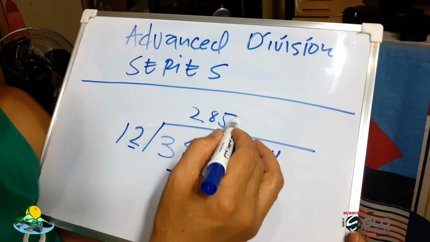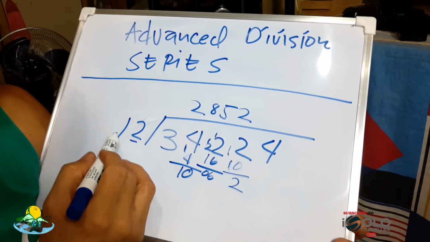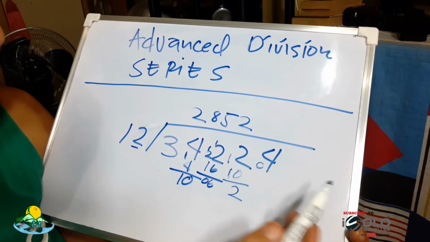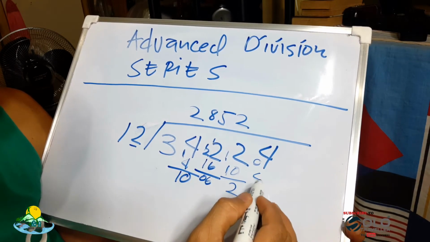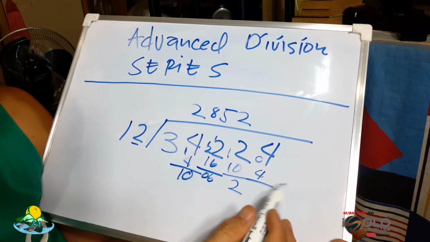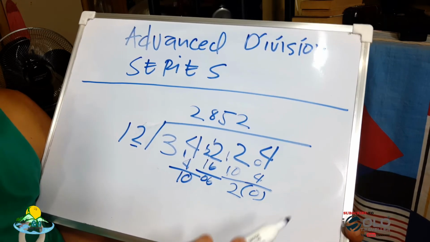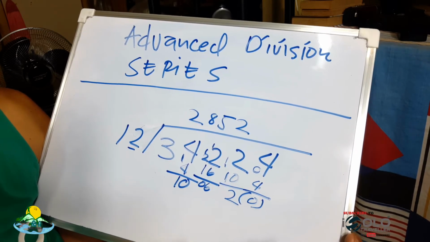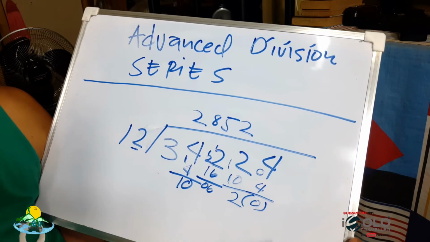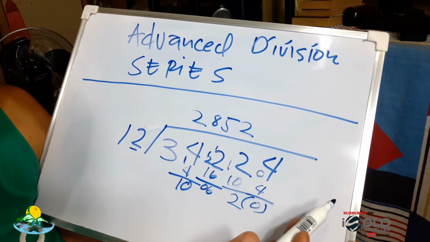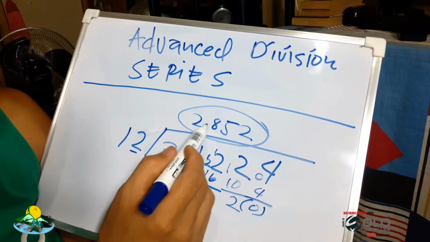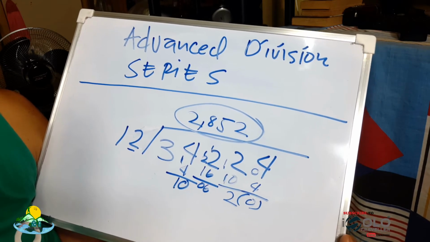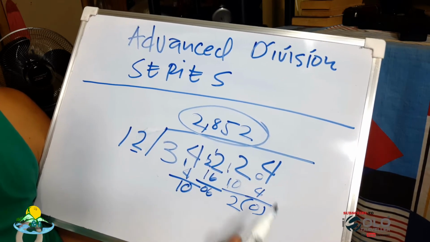2 divided by 1, 2. 2 times 1, 2. Minus 2, 0. Put that 0 here. Now again, 2 times 2, 4. 4 minus 4, 0. As I always tell you, once you get a 0 dividend, that means you already reach and get your final answer. This is your final answer, 2,852.